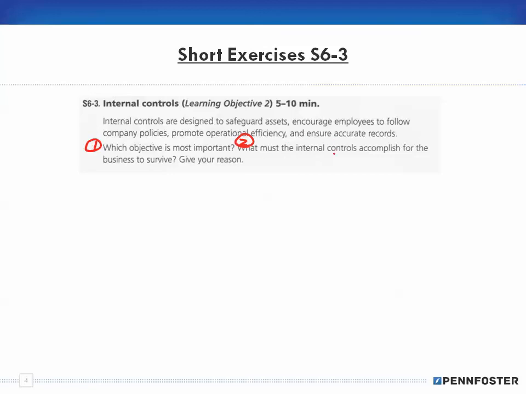So the question says, what must the internal controls accomplish for the business to survive? Well, to me, what they must accomplish is they have to be effective. If your internal controls are weak, and let's say someone is embezzling, they could put you out of business. By having strong internal controls, you can catch that embezzlement before your company goes under.